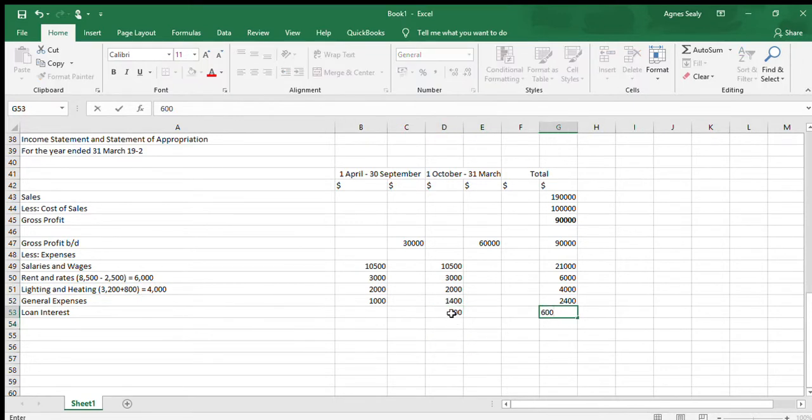Why divided by 2? Because this partnership change occurred, you have it split into a 6-month period.